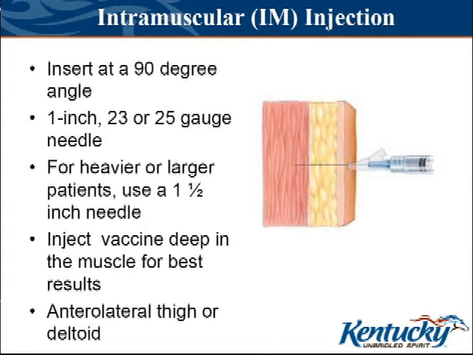And the reason that we say that is you want to do IM injections deep in the muscle because that's going to give the best results. It will also help decrease any of the vaccine getting into the subcutaneous tissue, which can cause their local reaction to be worse. We give IM injections in the deltoid muscle or the anterolateral thigh muscle.